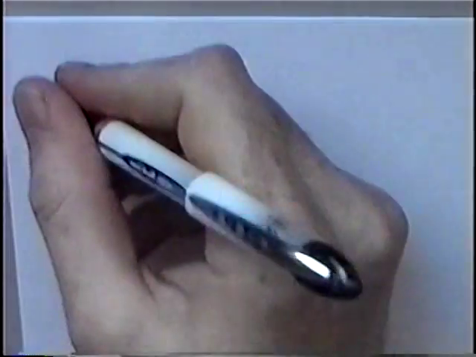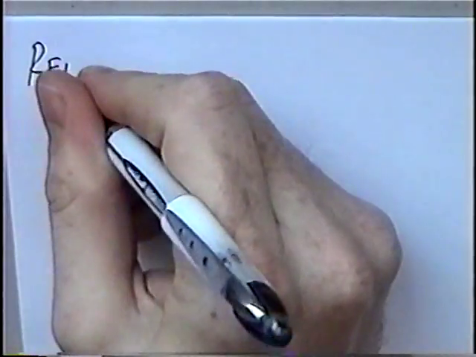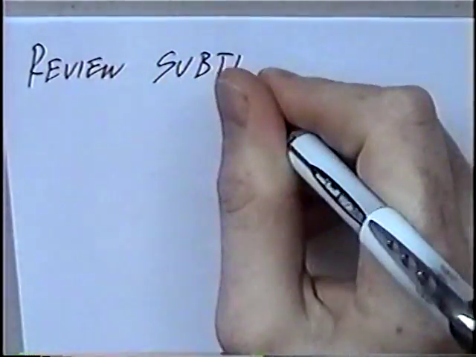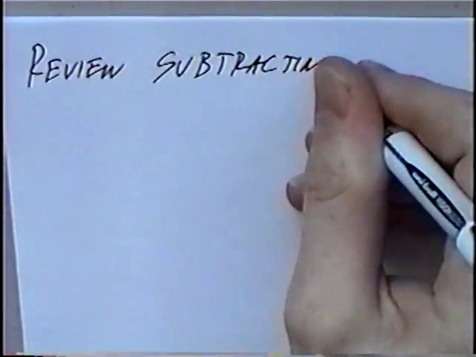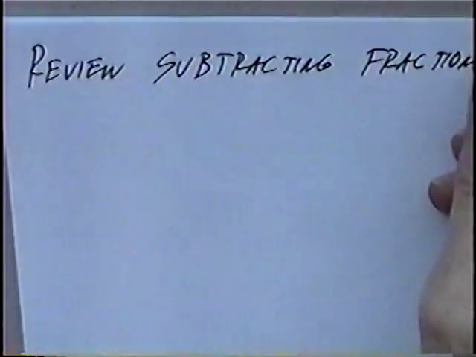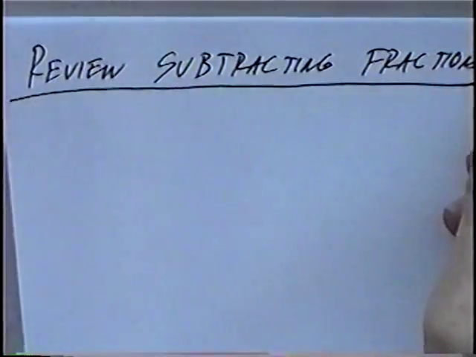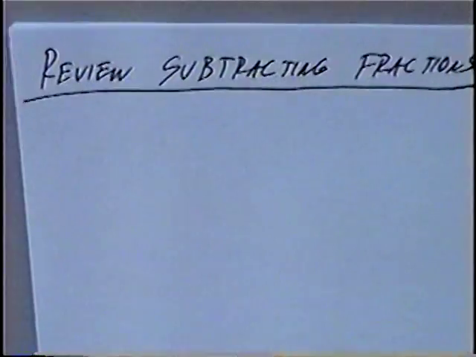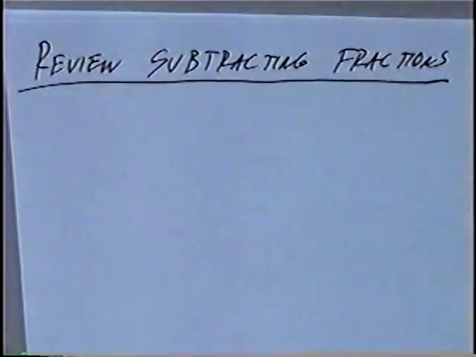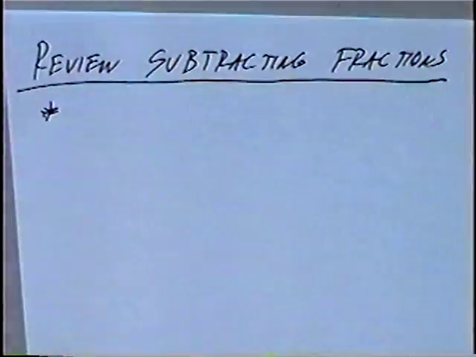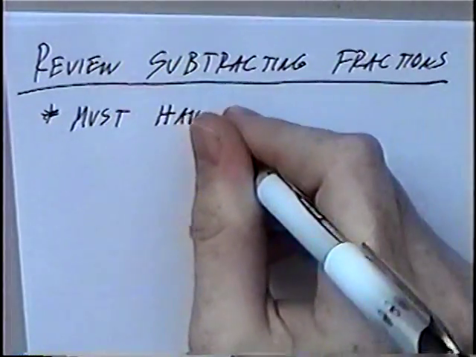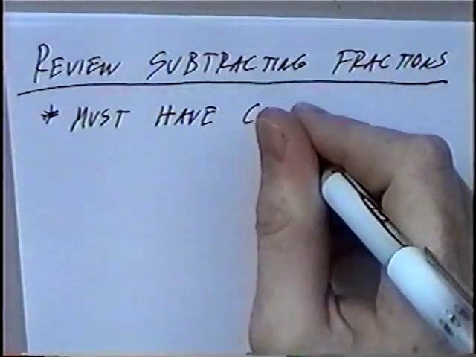Title of the last section today is Review, Subtracting Fractions. In this section, we'll subtract two fractions. Two definitions or two steps for subtracting fractions. First step is we must have common denominators.